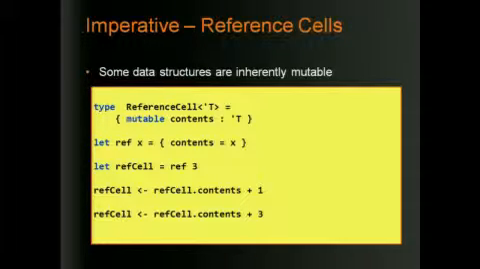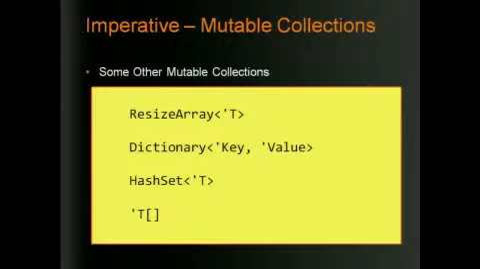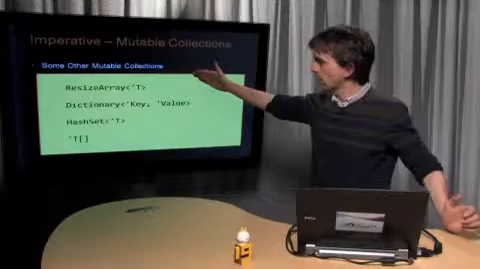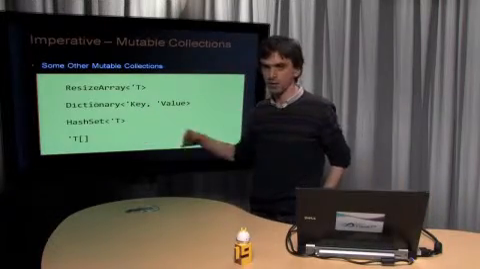Some data structures are inherently mutable. So we have a reference cell, it's called a ref actually in F#, which has the contents of some type, and you can create new ones of those, and you can create a reference cell and you can set the values in the reference cell. Take the contents of the reference cell and add 1, for example. Now there are other very important mutable collections: resize arrays, dictionaries, hash sets, and arrays.